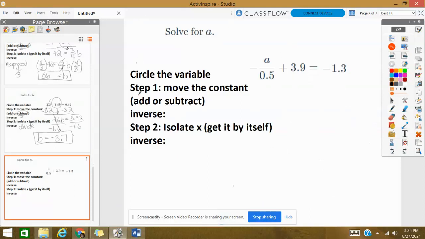The next example, which is the last example I'm modeling, I have negative a over 0.5 plus 3.9 is equal to negative 1.3. Again, the steps are going to be exactly the same. I'm going to go ahead and circle my variable. Then I need to identify what my inverse is to move my constant. In this case, I have a positive 3.9, so my inverse will be to subtract. So I'm going to subtract 3.9 on both sides.